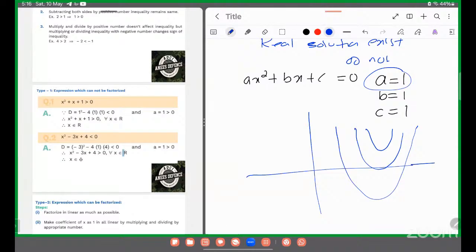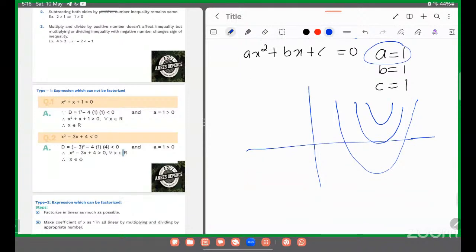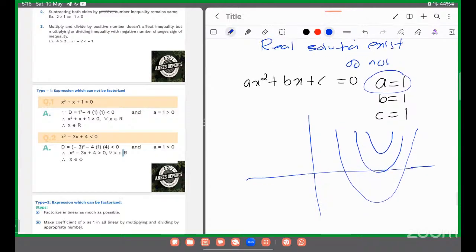So here, whether a is greater than 0 or less than 0, if we want to say whether it is intersecting, touching or not touching, we have to check the value of the discriminant. That means D. What is D? B square minus 4ac. So b square is 1 and 4 into 1 into 1. What is the value? Minus 3. That means you are getting D equal to minus 3, which is less than 0.